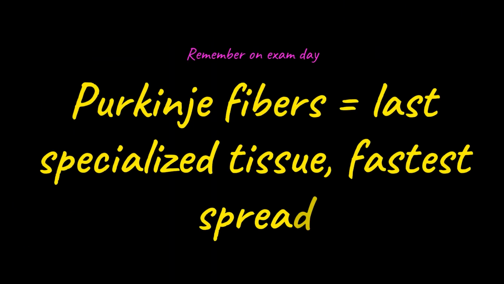When an exam question asks where rapid ventricular spread occurs, the precise answer is always the Purkinje network, downstream of the bundle branches, upstream of the working muscle, and the final handoff before contraction begins.